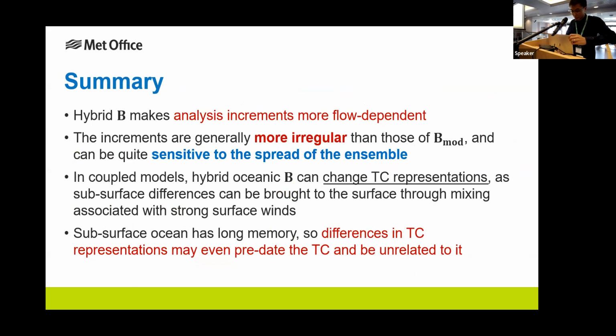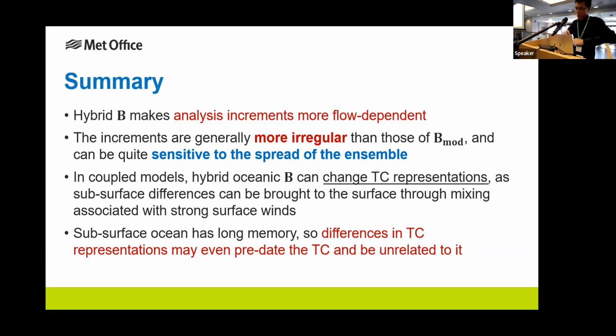So, as a summary, we have seen that the hybrid B matrix makes the analysis increments more flow dependent. The increments are generally more irregular than those of the model B matrix, as we saw in the single observation experiments, and they can be quite sensitive to the spread of the ensemble, which highlights that it is important to model the ensemble spread right.